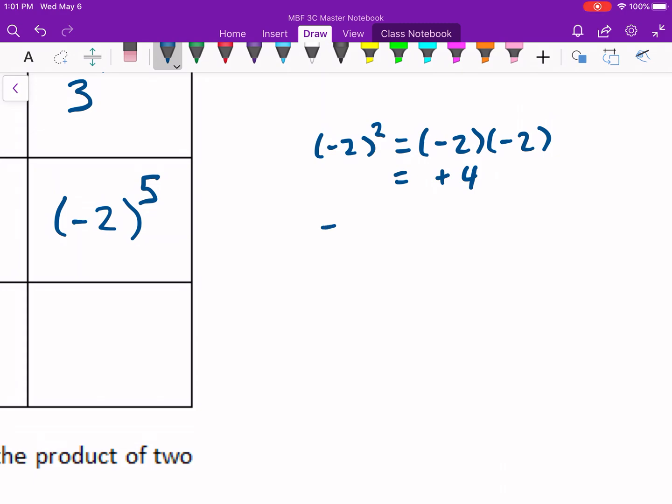Let's drop the brackets. Let's do the same thing without brackets. Let's just do negative 2 to the 2 without brackets. Remember, the exponent's only on what it's beside. So this exponent 2 is actually only on the base 2.